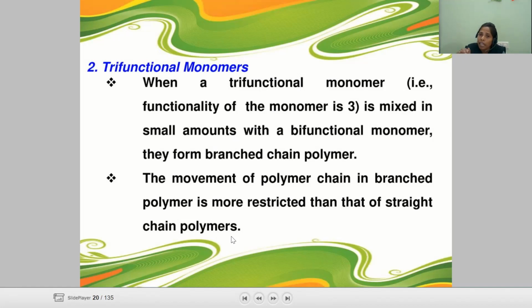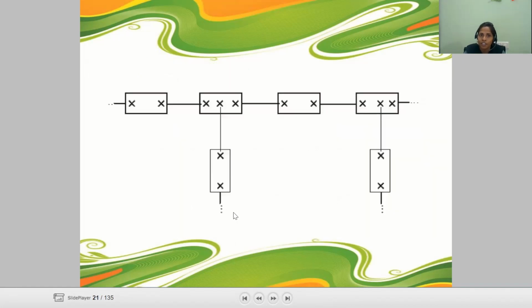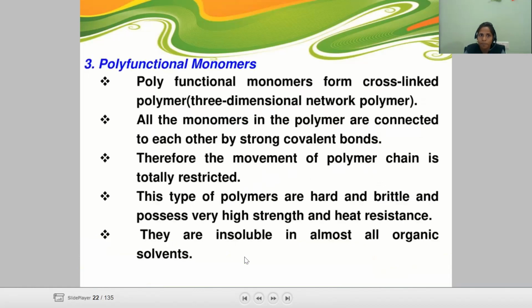But whereas for the branched chain, there is not that much flexibility for movement because of the 3-dimensional structure. See here, these are not having the movement. And here we have one, here we have one, and here we have one. So there is not much possibility for the movement. And polyfunctional monomer. Polyfunctional means the number of bonding sites are more.